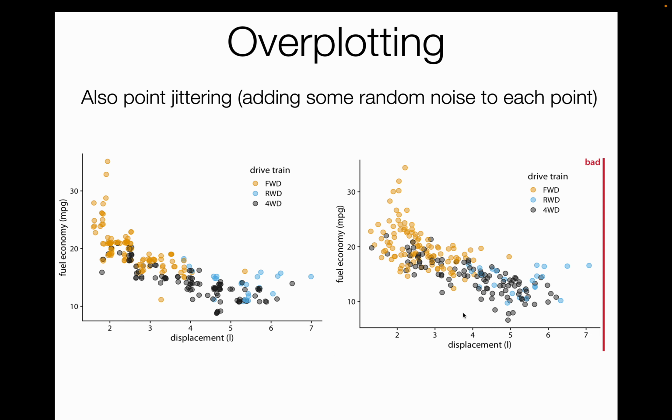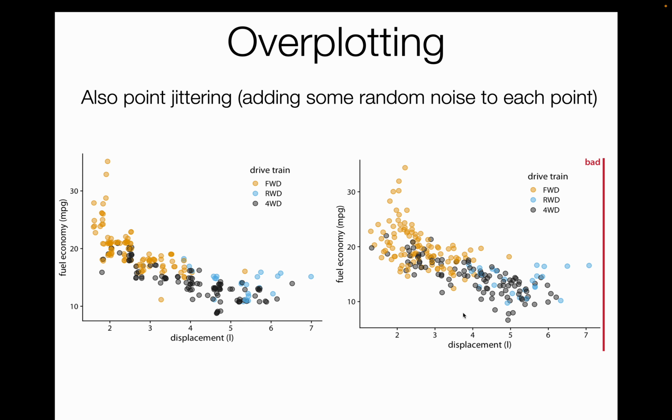So that can help. Another way to help is point jittering. So you add some random noise to each point. You push it up, you push it to the right, push it in any direction, in some direction, can be good. Now you can overdo it.